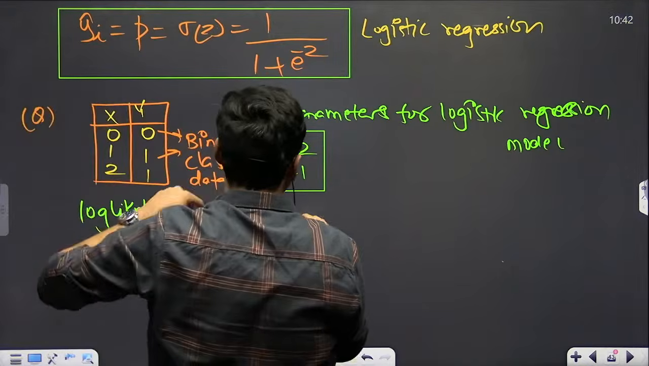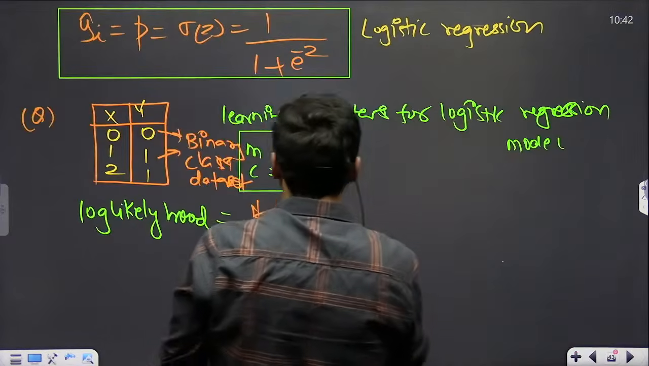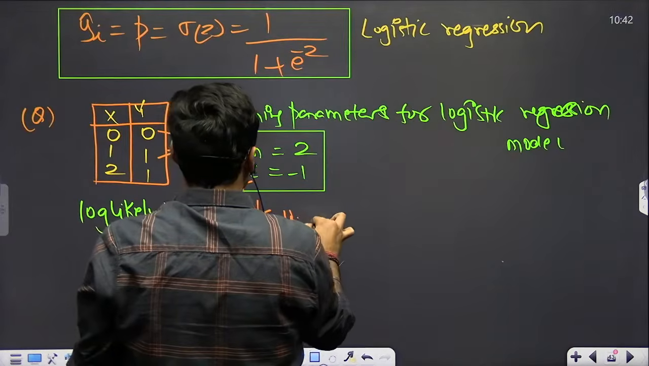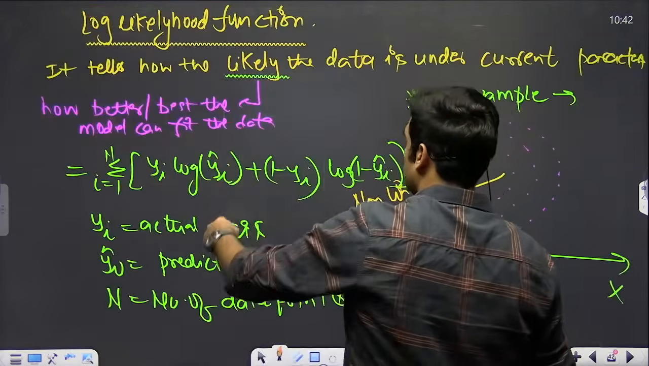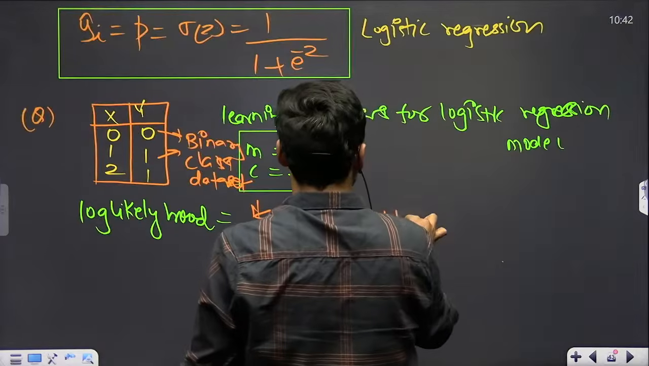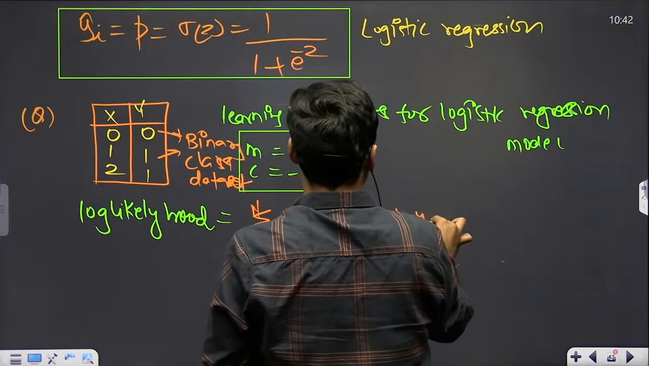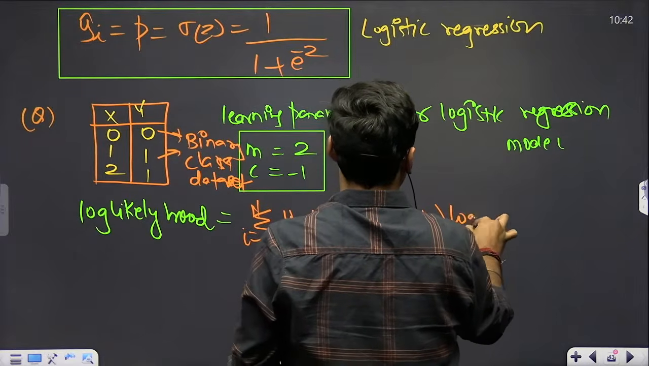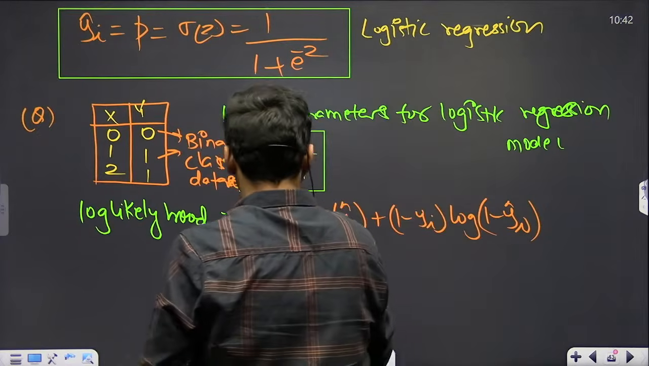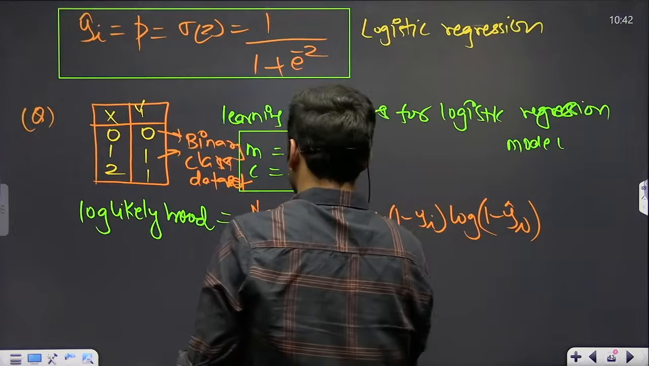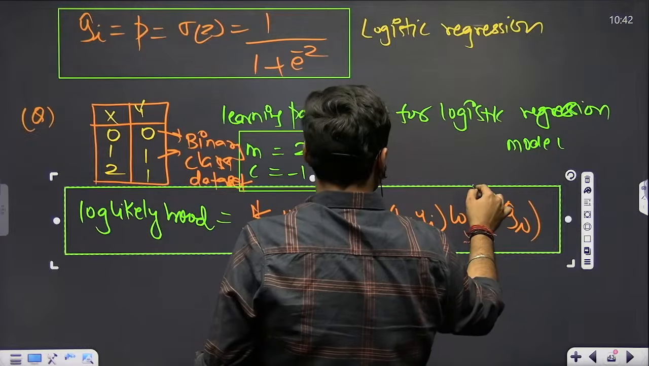So we have 3 points here. And what is the formula? This is the formula: yi log yi hat, plus 1 minus yi, log 1 minus yi hat. This is the formula that we have.